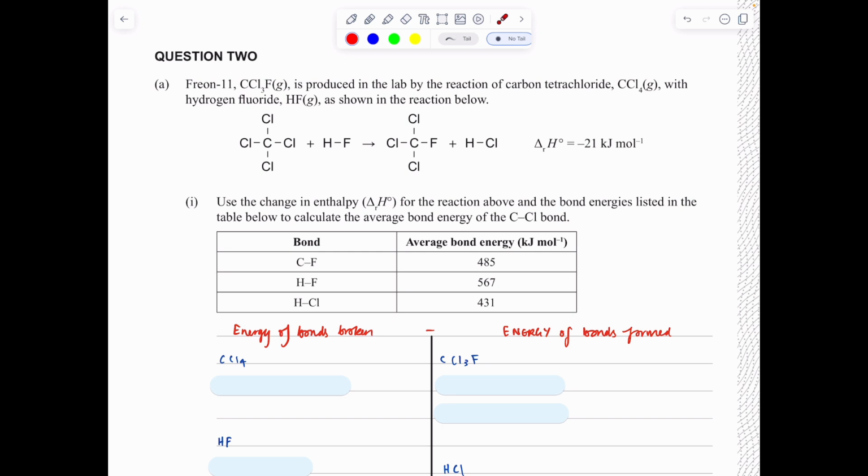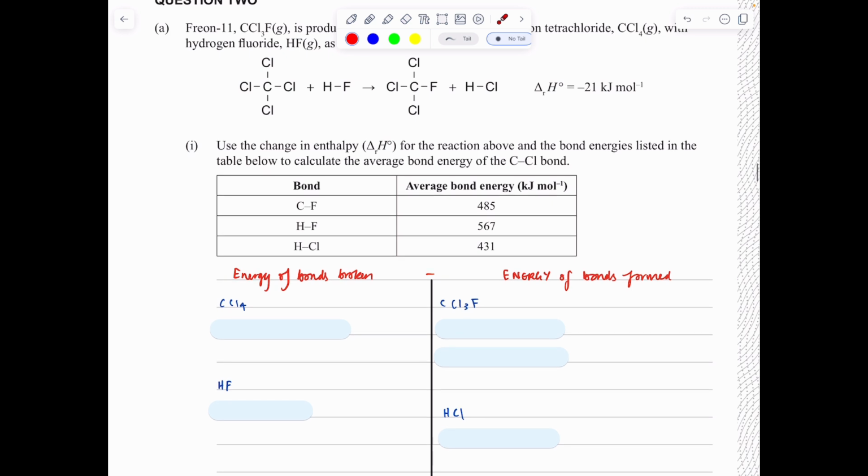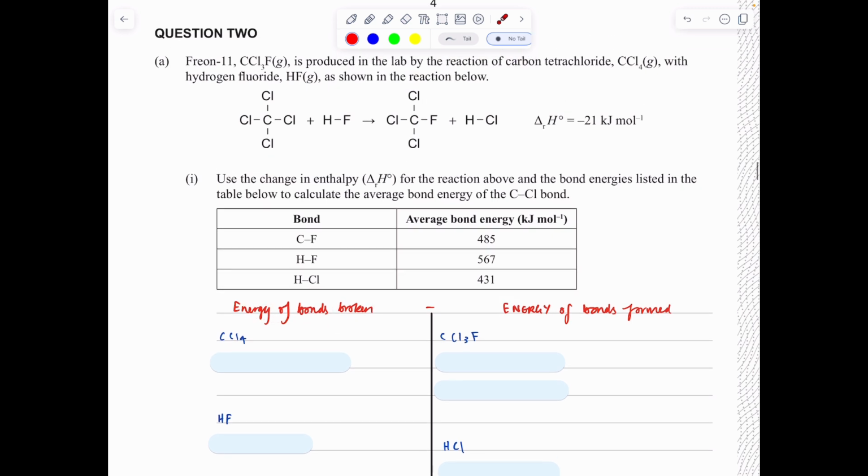So again, when you get a table like this with bonds and its energy, you know it's going to be the kind of question where it's going to be the energy of the bonds broken minus the energy of the bonds formed. So let's delve into this working out. The energy of the bonds broken in the reaction are always going to be on the left hand side of the arrow, and then the bonds formed are going to be on the right hand side of the arrow.